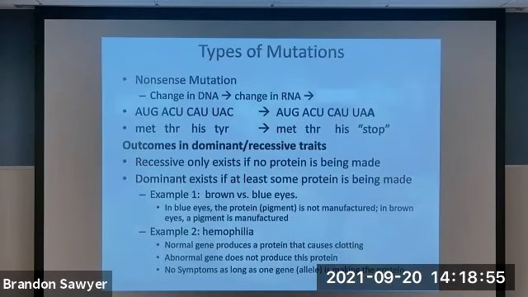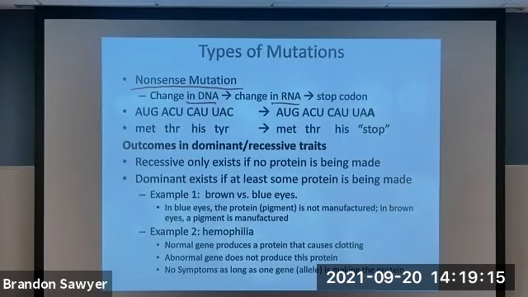All right. The next type is called a nonsense mutation. In this case, again, the DNA changes, which changes the RNA. And instead of getting an amino acid, we get a stop codon instead. What ends up happening there is the protein just doesn't get formed. So we just have a missing protein.